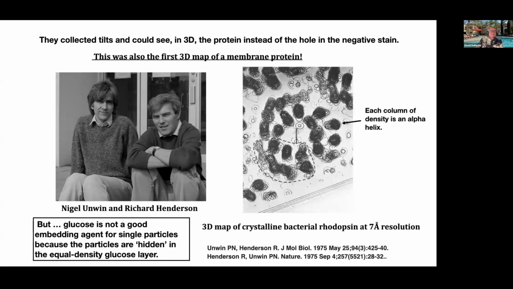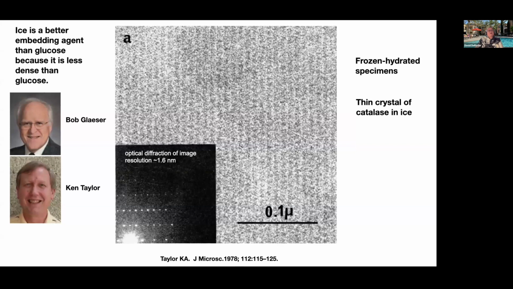Now, glucose is not a good embedding agent for single particles because the particles are hidden by the equal-density glucose layer. So at the time, a lot of people went to work on two-dimensional crystals because they could solve them in the EM, but they couldn't do single particle work. Now, ice is a better embedding agent than glucose because it's less dense.